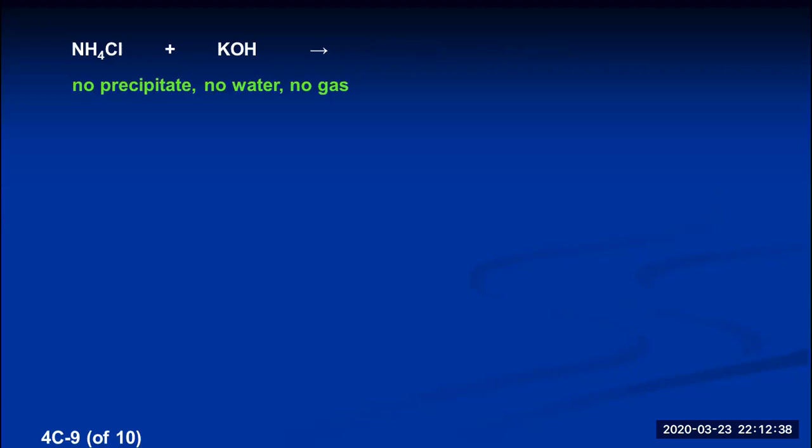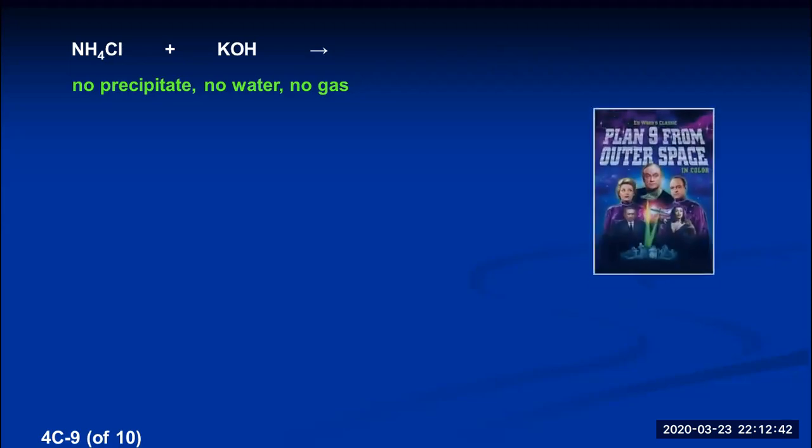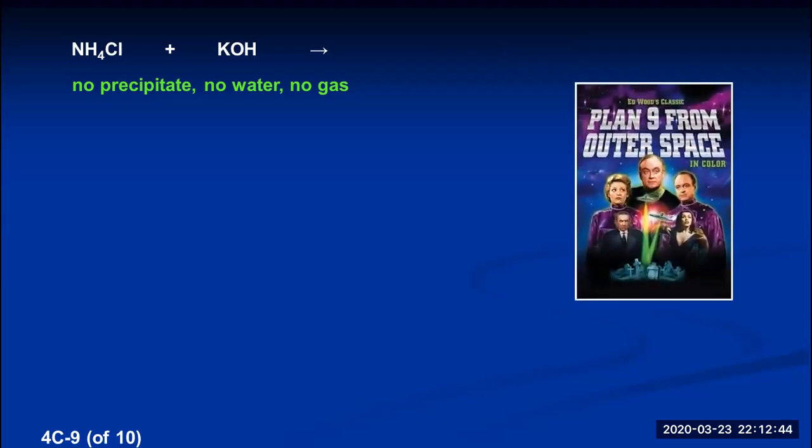Immediately erase them. And if you want to figure out what really happens, you have to go to Plan 9 from Outer Space. And so that means you're going to write the reactants in their dissociated form. So the ammonium chloride would be written as an ammonium ion plus a chloride ion, and the potassium hydroxide would be written as a potassium ion plus a hydroxide ion. And now you scan through this and you look for what could be an acid and what could be a base.